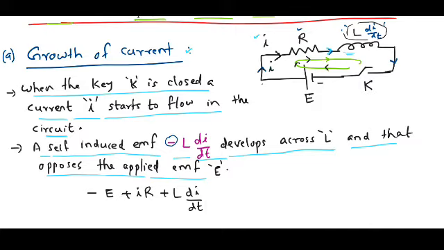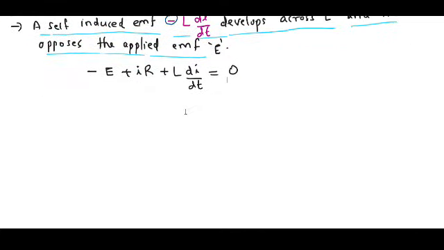There is no other voltage source in the circuit. Therefore, this is equal to 0. This is a way of writing the voltage equation of a given circuit. If I rearrange the terms, I can write E is equal to IR plus L di by dt. I put this as equation 1.